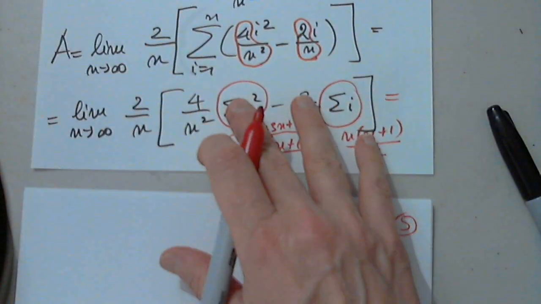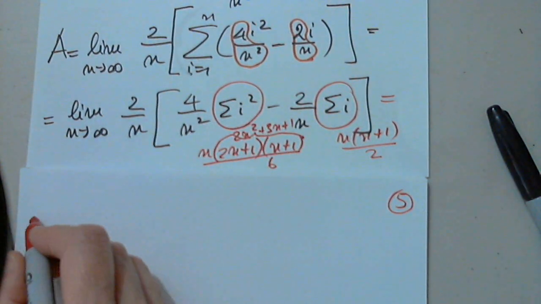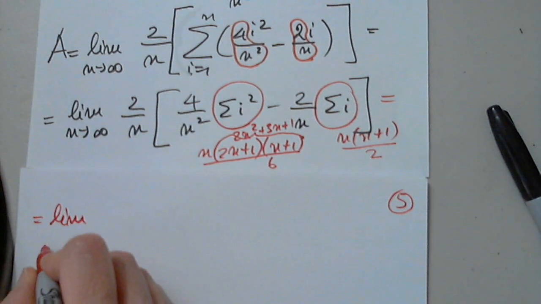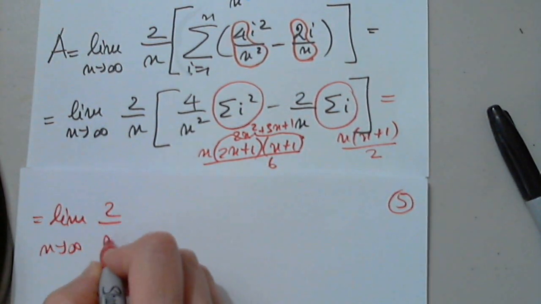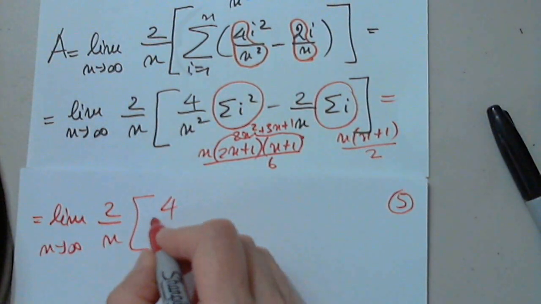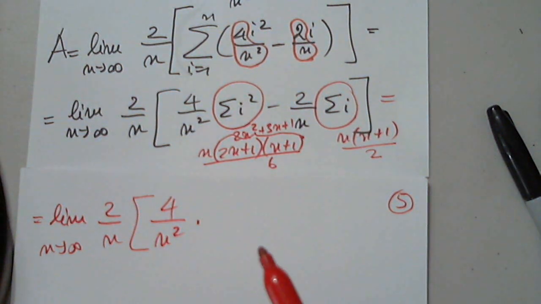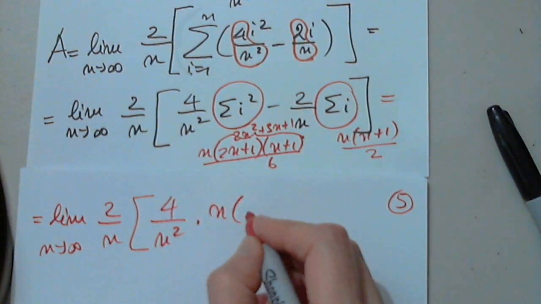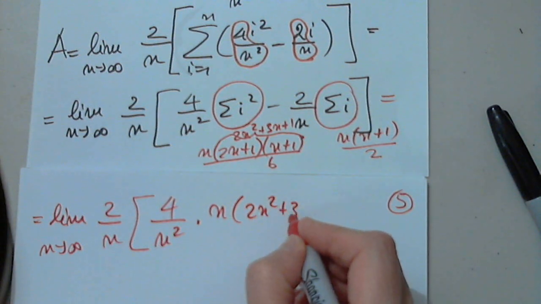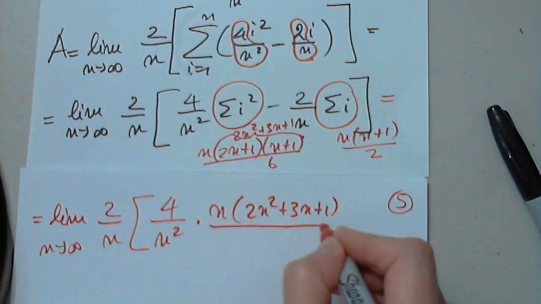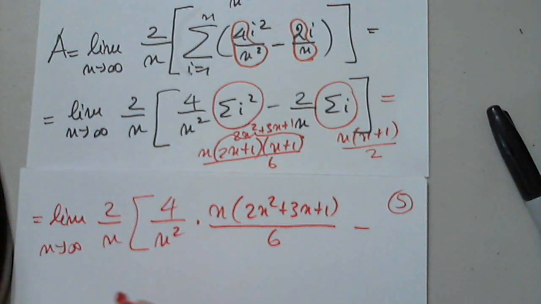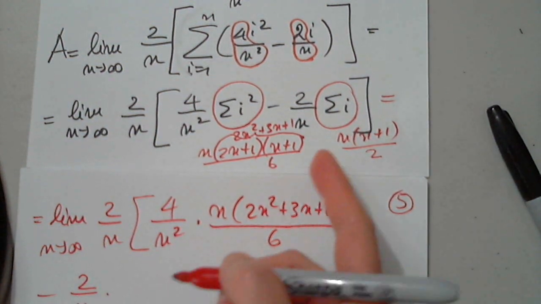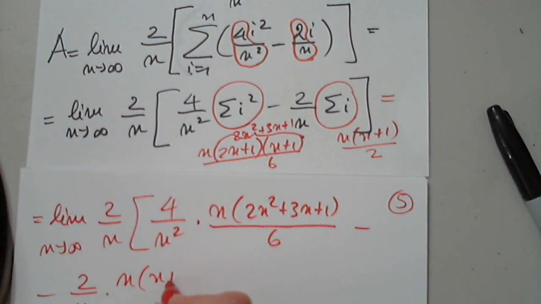Okay, page 5. So this equals the limit as n approaches infinity of 2 over n, times... so I have 4 over n squared times n, this product, 2n squared plus 3n plus 1 divided by 6, minus 2 over n times this, n plus 1 divided by 2.